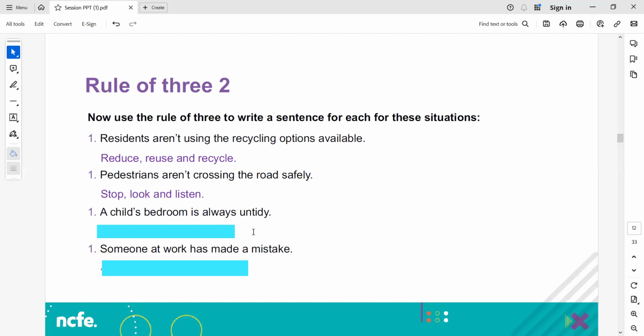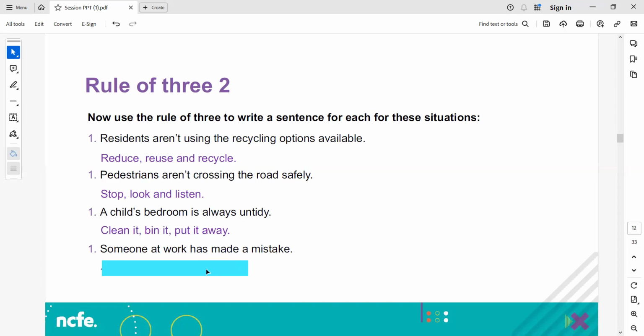A child's bedroom is always untidy. Clean up, organise. And let's think of one more. Can anyone else help? Declutter. Good. Clean up, organise, declutter. So similar here: clean it, bin it, put it away.